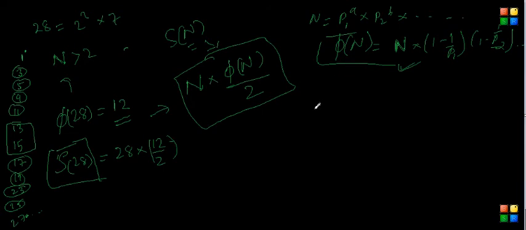So let's say, for example, 28. I am trying to find phi of 28, which means the number of coprimes less than 28. So n is 28. What is my p1?